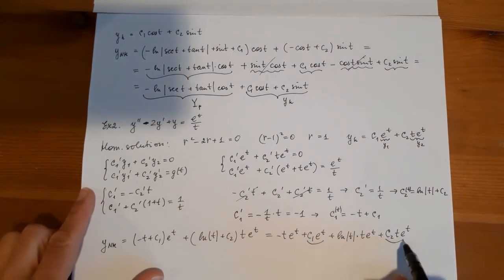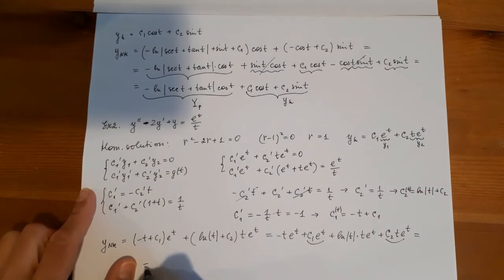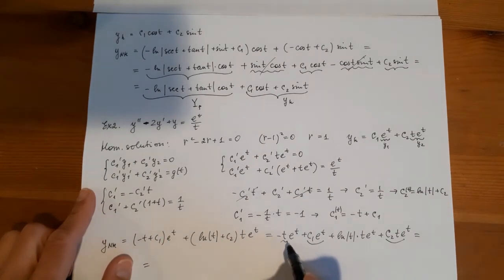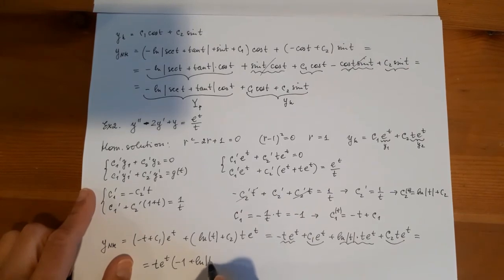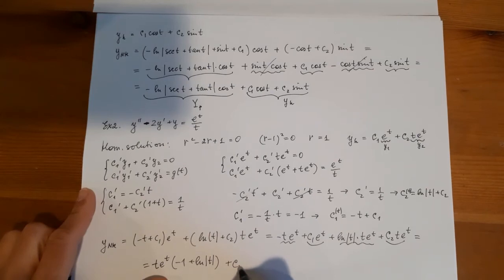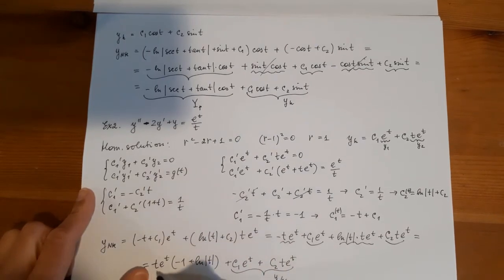This is going to contribute to the homogeneous solution, right? And whatever is left over is going to be non-homogeneous. So I'm going to copy the leftover separately. We do have the same term, t e to the power of t, and minus 1 from this term, and plus ln of t from this one. And c1 e to the power of t and c2 t e to the power of t. So that is the homogeneous solution, and that's going to be a particular solution.